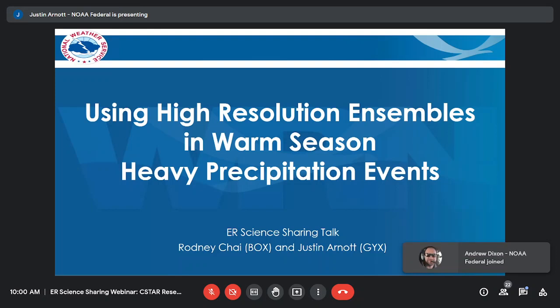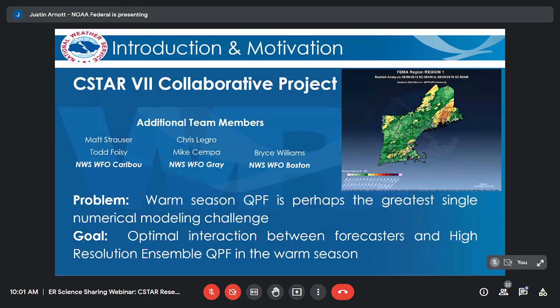So Rodney and I are going to talk to you today about really where the rubber meets the road in terms of high resolution ensembles and using them for what is a very difficult and challenging problem, which is warm season QPF.